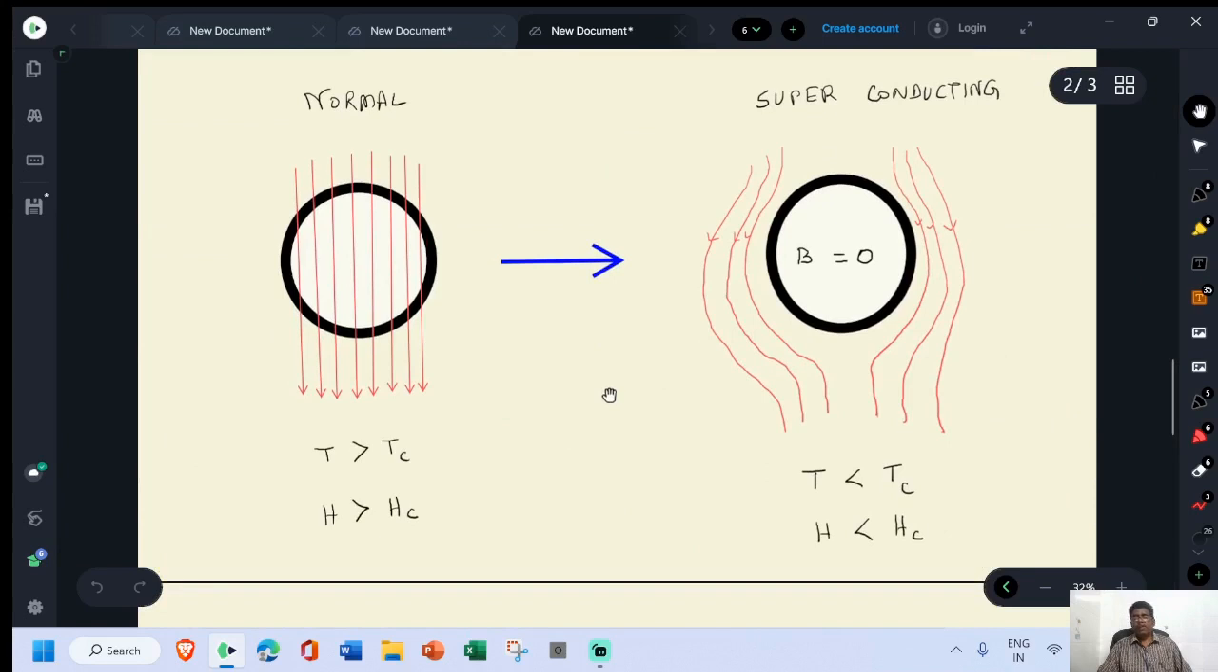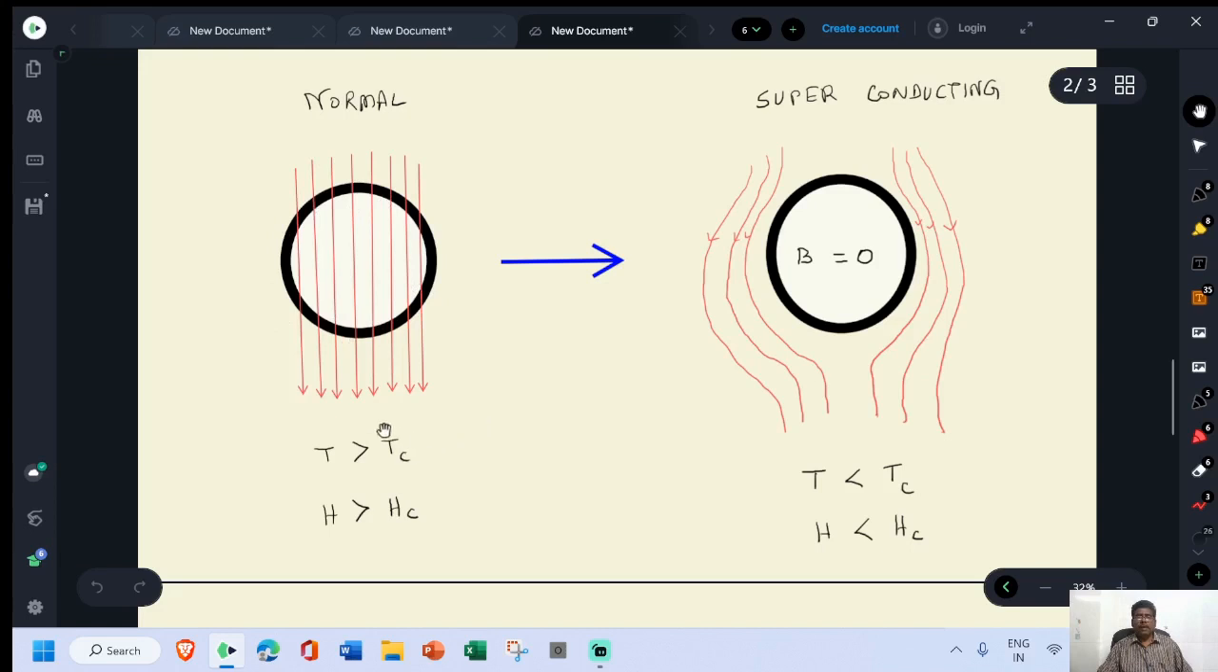Say a superconducting specimen is taken and placed in a magnetic field, and the magnetic field value is maintained greater than the critical field. Also, the temperature of the specimen is greater than the critical temperature. Now the magnetic field lines are allowed to pass through the specimen, and the superconductor is changed into a normal conductor.